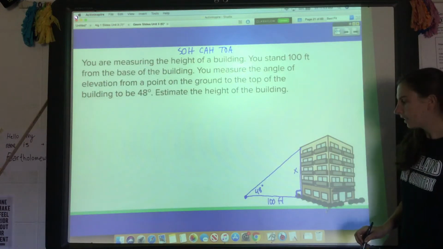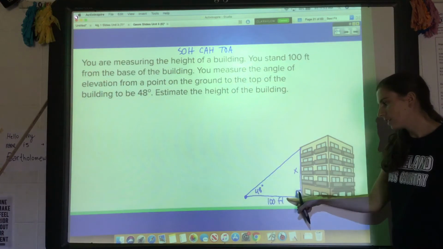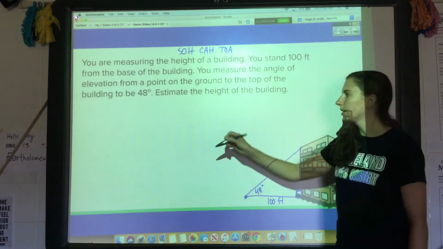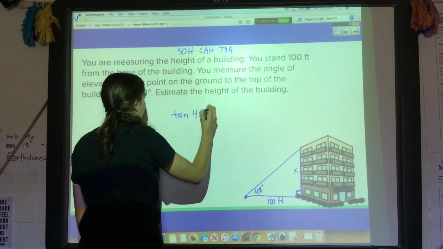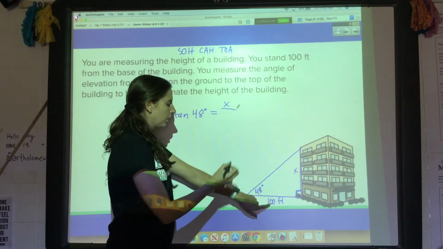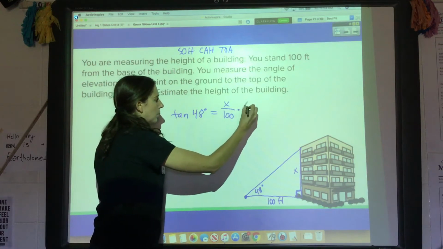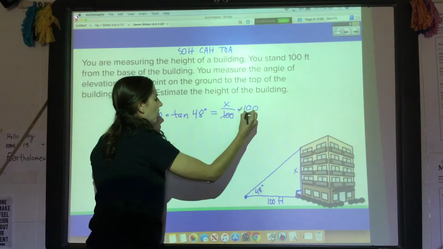I can use trig to solve this. That's the opposite side. This is the adjacent side. The one that has to do with opposite and adjacent is tangent. So I know that the tangent of 48 degrees equals the opposite side, x, over the adjacent side, 100. Then to solve for x, just multiply both sides by 100, and that's it.